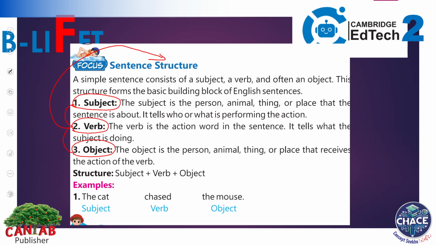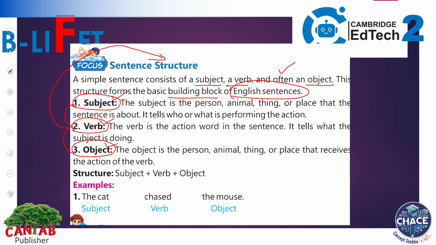Now let's read it. A simple sentence consists of, as we have already discussed, a subject, a verb, and often an object. Sometimes there is no object, but often it has an object in it. This structure forms the basic building block of English sentences. So, if you want to make an English sentence, you need to have all of these components first, because without these, you cannot construct a sentence.